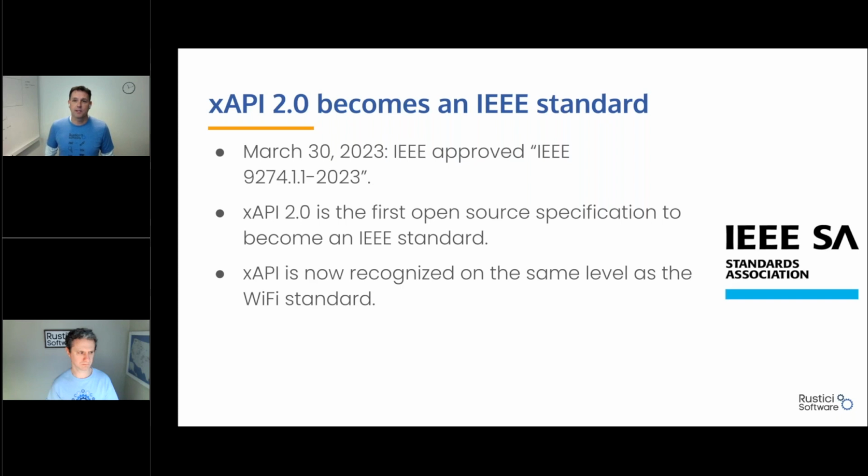So that process kind of, I don't want to say ended, but really came to a conclusion with xAPI 2.0 being voted on, being approved, and published as an IEEE standard. It was the first open source specification to really go through this process. I kind of alluded to that earlier.